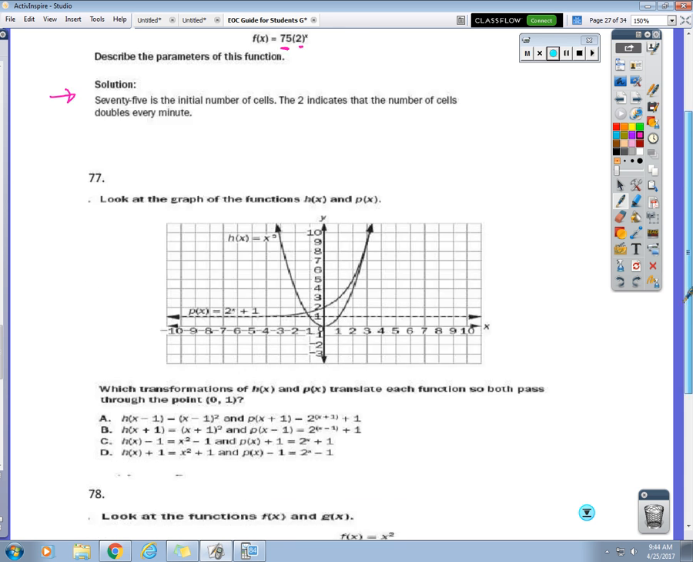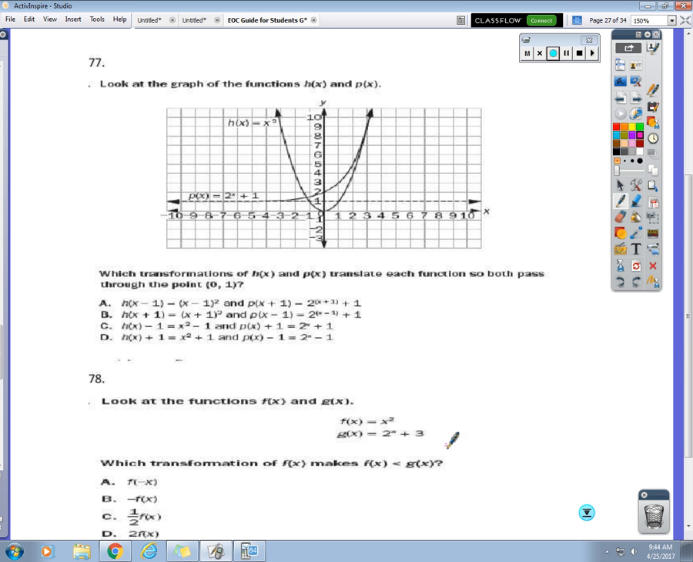Alright, number 77. Look at the graph of the functions h of x and p of x. Okay, well, first of all, what kind of graph is h of x?